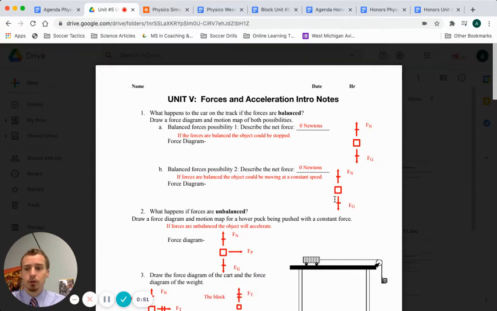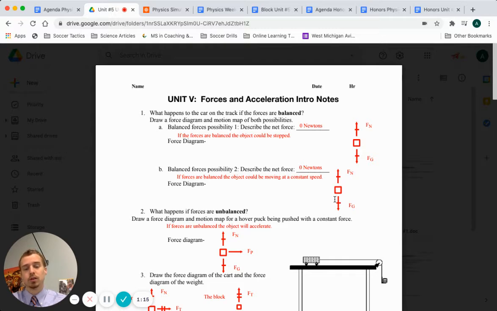First of all, just a little bit of a review from what we talked about in Unit 4 last semester. What happens to a car on a track if the forces are balanced? So there are two possible situations here. Either we can have the forces being balanced because the object is stopped, or we can have the forces be balanced and the object be moving at a constant speed.